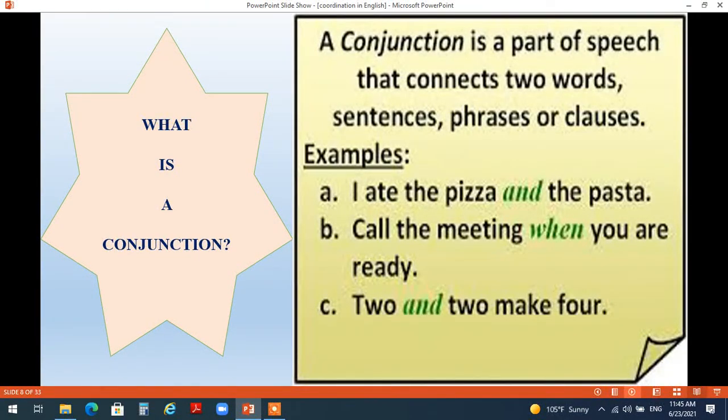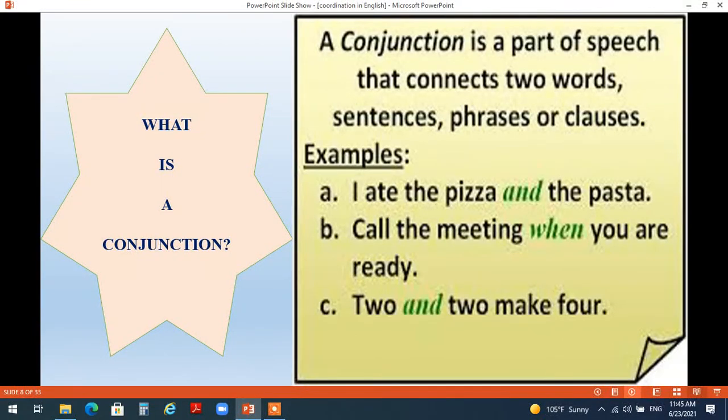For example, I ate the pizza and the pasta. Here we have syndetic coordination in which the coordinator and is used to connect between two noun phrases, the pizza, the pasta. In example B, call the meeting when you are ready. Here also we have a connection which is made between two clauses, but here we have subordination. Again, in subordination, a conjunction is being used, which is the subordinator when.